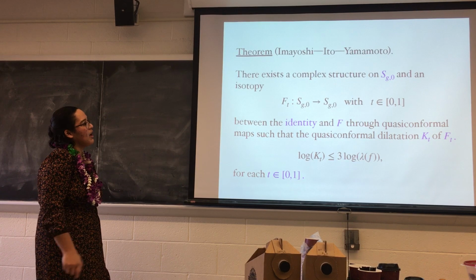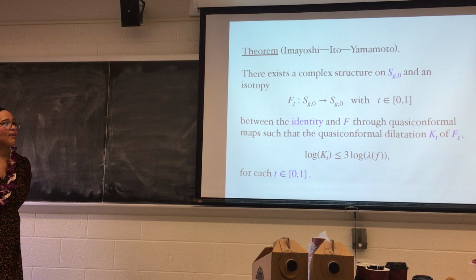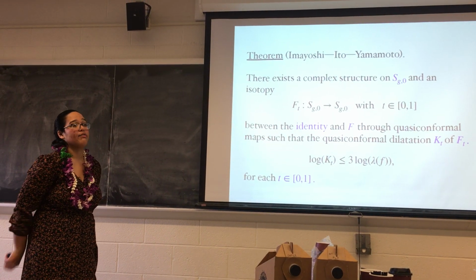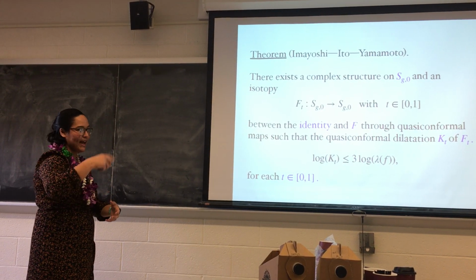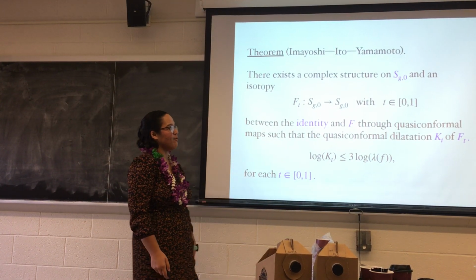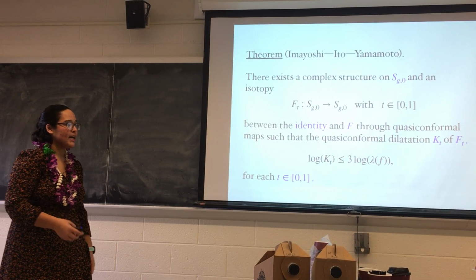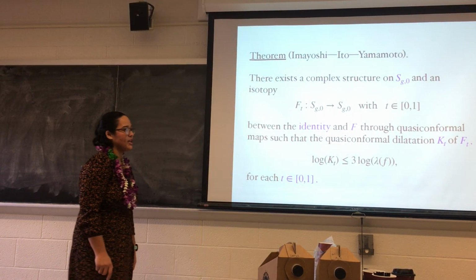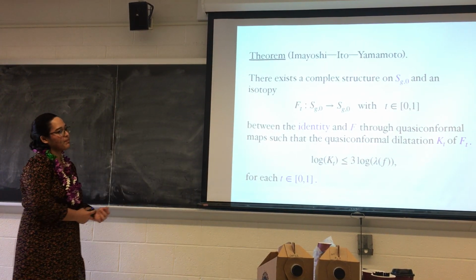Then we have this theorem of Imayoshi, Ito, and Yamamoto. They say that there exists some complex structure on your closed surface and an isotopy. So this is in the setting of given a pure braid and its image F on the closed surface. Then there exists this isotopy between the identity and F through quasi-conformal maps such that the quasi-conformal dilatation of our isotopy is bounded above by the pseudo-Anosov dilatation of F. And this happens for each t, so for every step of our isotopy.